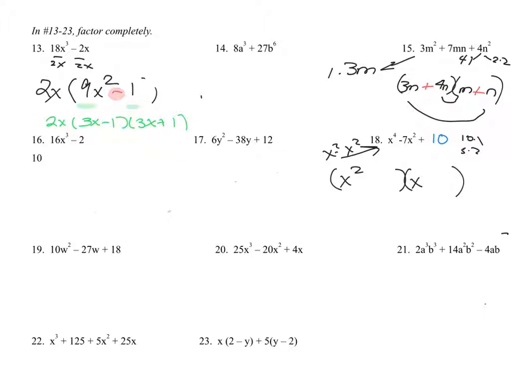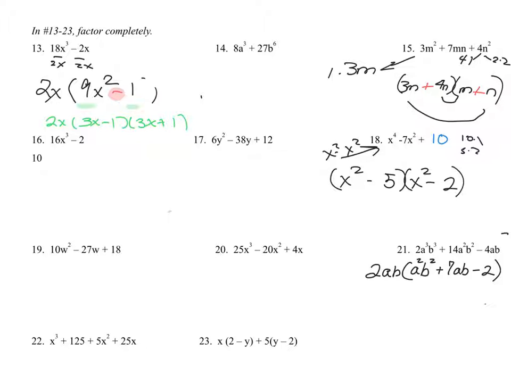So we're going to do x squared and x squared, and let's try 5 and 2. This loop gives me 5x, and this loop gives me 2x. Yay, it worked. However, we need a negative 7, so I'll make both of these negative, and there we go. We factored this. The question is, can we break this down any further? Always check, and the answer would be no.